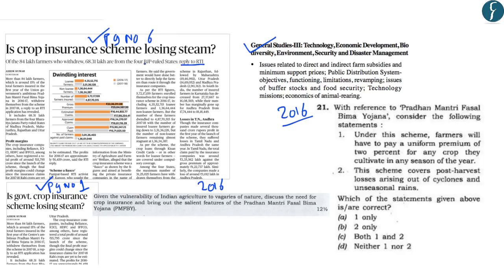Now, the article highlights that based on a recent RTI application, more than 84 lakh farmers have withdrawn from the Pradhan Mantri Fasal Bima Yojana. And these 84 lakh farmers are around 15% of the total farmers who had insured themselves under the Pradhan Mantri Fasal Bima Yojana in the year 2016-17. Now, this insurance-based scheme is one of the major initiatives of the Government of India to reduce agricultural distress, and that is why the withdrawal of the farmers from this scheme is a cause of concern. So, in this context, let us understand the various challenges and problems in the implementation of this scheme.